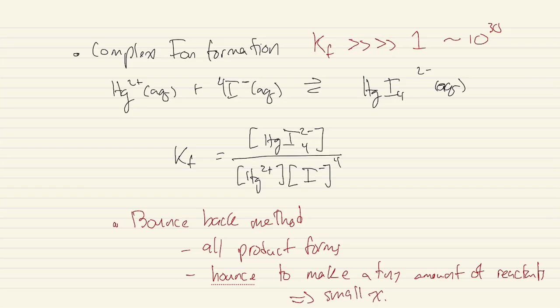Right, so the trick for this one was called the bounce back method. We assume all the product forms. That sets up our initial concentrations for our ice table, and then we just go through the same steps for the ice table. So you guys did a really good job on the quiz of setting up your ice table. So I think most people are starting to get the hang of that. So that's good. And that's where we did one example of using the bounce back method to solve for equilibrium concentrations for the complex ions.